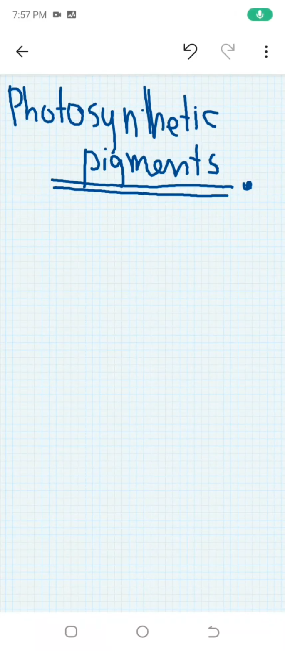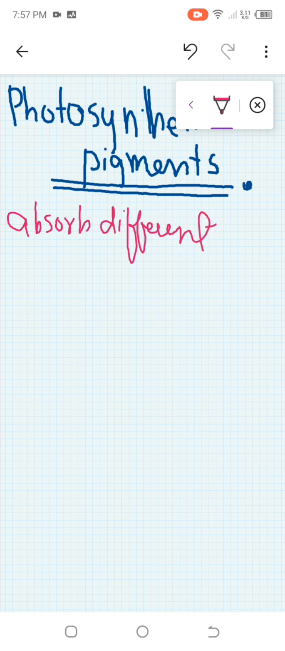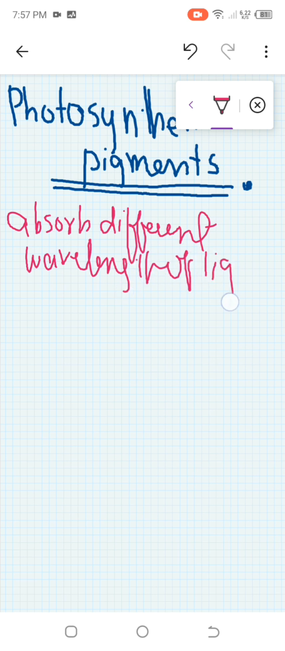Okay, so as in the last video, we have discussed the action spectrum. So today in this video, we will discuss the photosynthetic pigments. Photosynthetic pigments are those pigments which absorb different wavelengths of light, right?